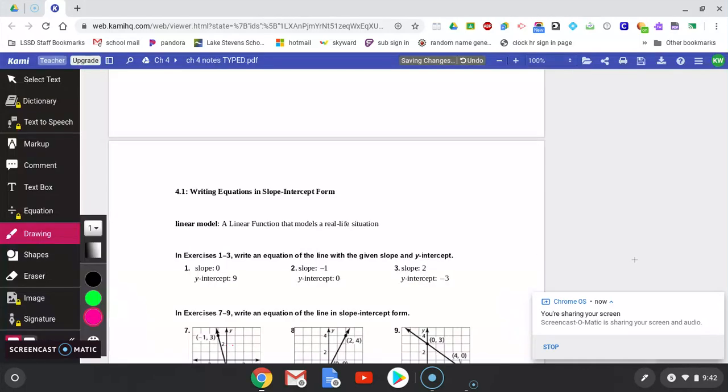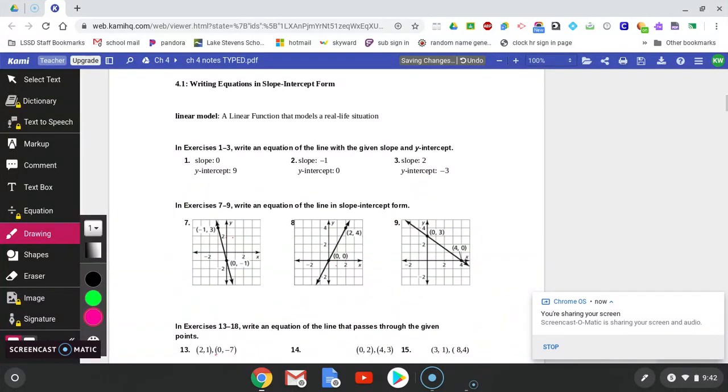Okay, so today we're doing 4.1, which is writing equations in slope-intercept form. A linear model is a linear function that models a real-life situation. We often use the equation y equals mx plus b for that equation. m represents your slope, and b represents your y-intercept.